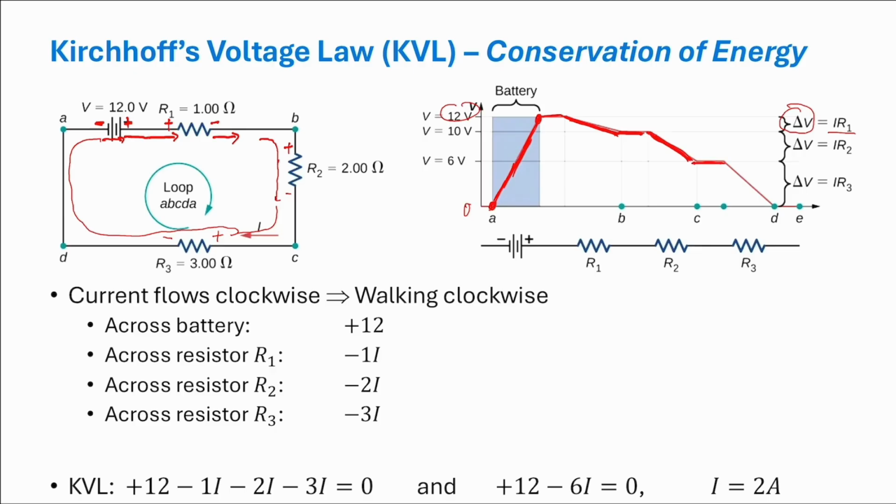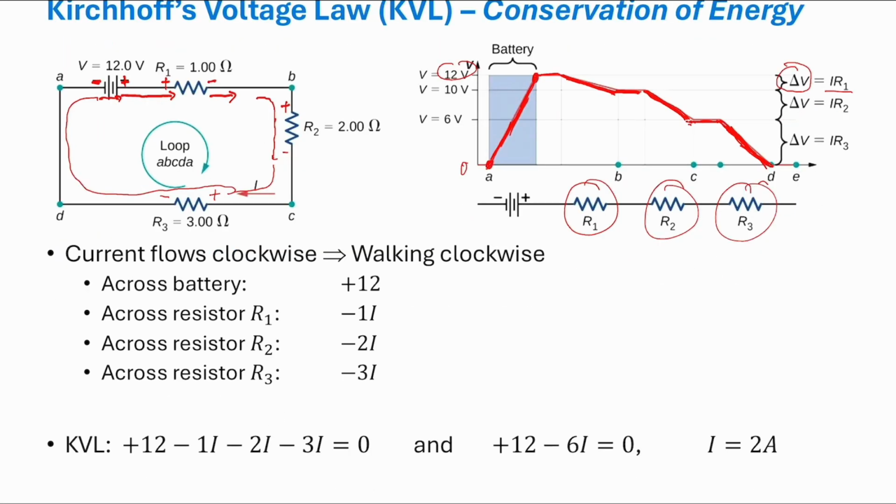The same, no energy loss between the connection of R2 and R3. And then it loses energy again once it crosses R3. So this is the energy loss across R1, R2, and R3. Across the battery, it gains energy, positive 12. We skip the units, it's joule per coulomb, of course, volt.